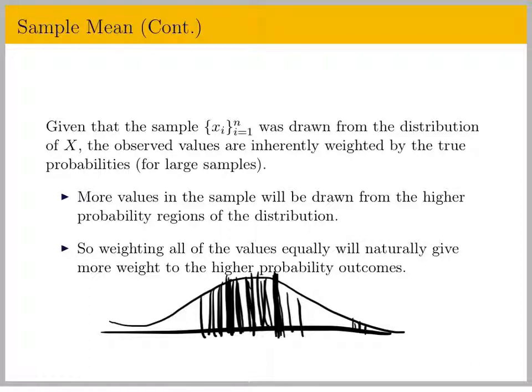And so equally weighting is actually the right thing to do because these things are already drawn from the more concentrated region of the distribution. That's what I mean by these sample values being inherently weighted, and so we don't need to try to incorporate those probability weights when we do the sum.